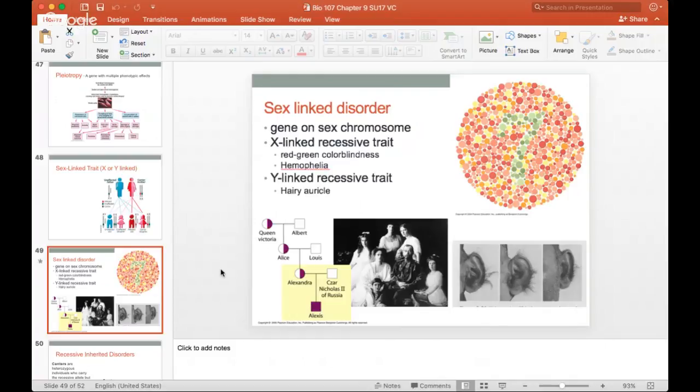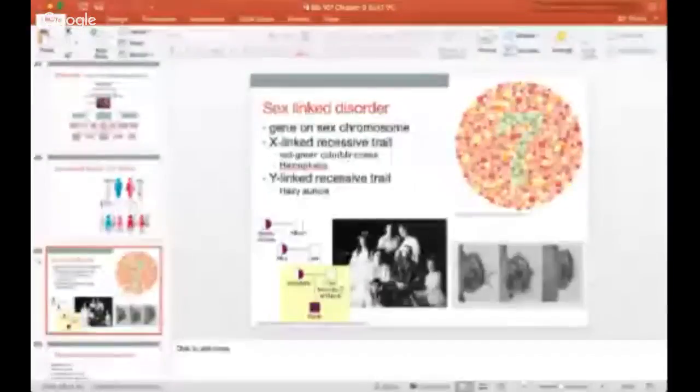Odds are girls are not going to show X-linked recessive traits. They are more likely to be carriers for X-linked recessive traits than they are to show the disease. It's possible, but it's not very likely.